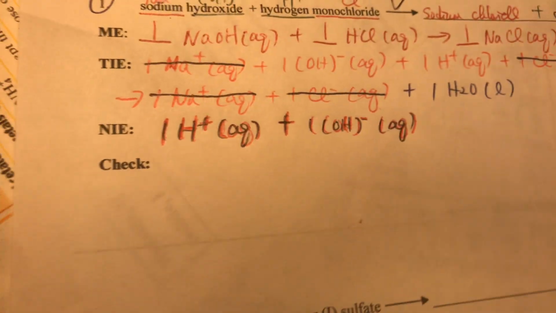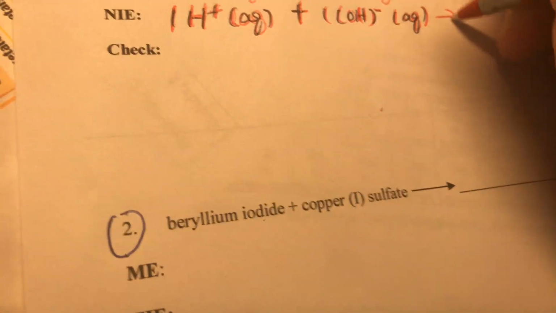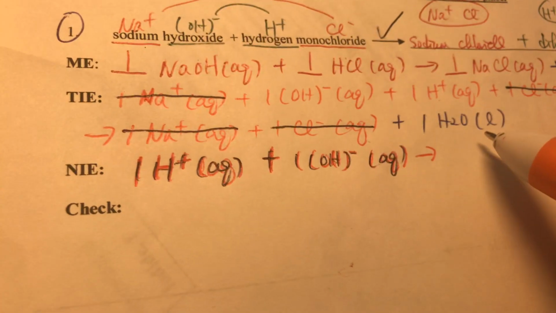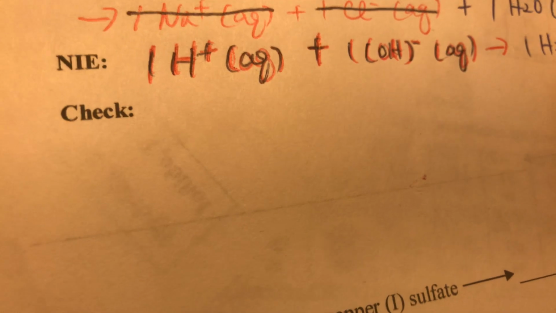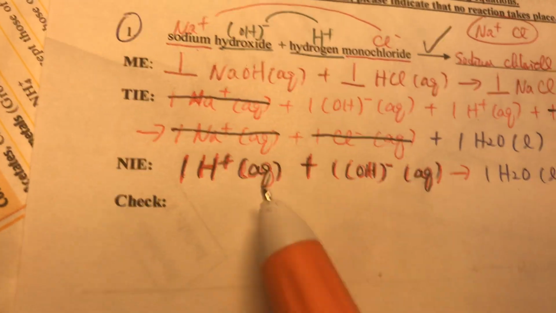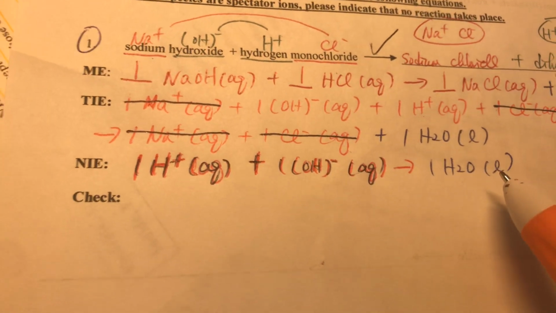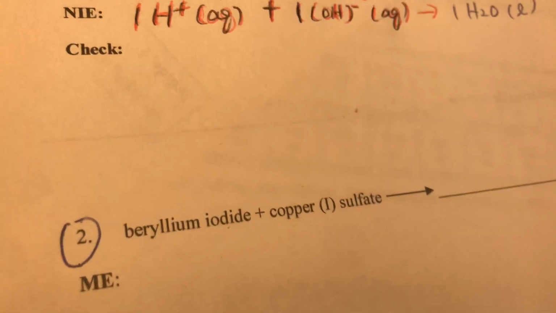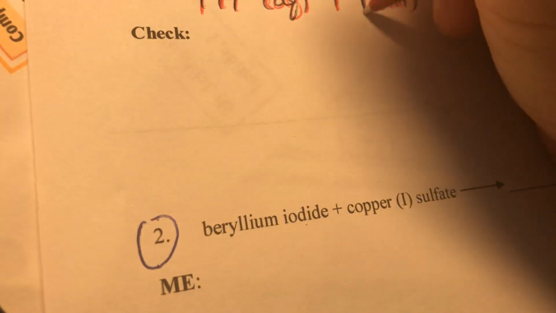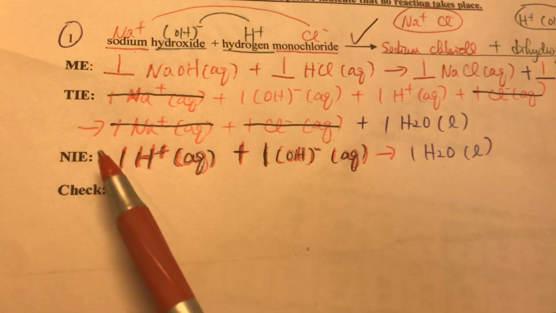Left-hand side use red pen. And then the right-hand side, I'm going to continue to use blue pen because this is liquid. So 1 H2O liquid. Okay, so the left-hand side we use red pen, the right-hand side we use blue pen. And this is my net ionic equation. Now be careful, my coefficients are simplified. 1, 1, 1 is simplified.